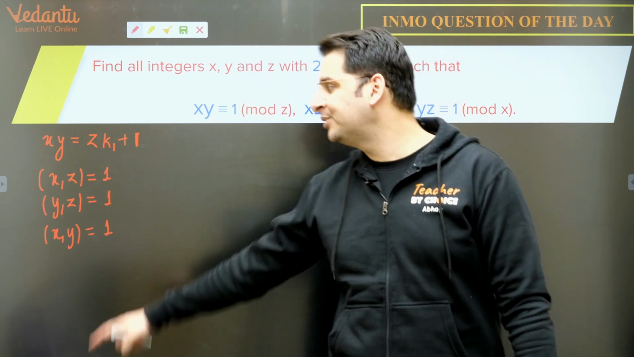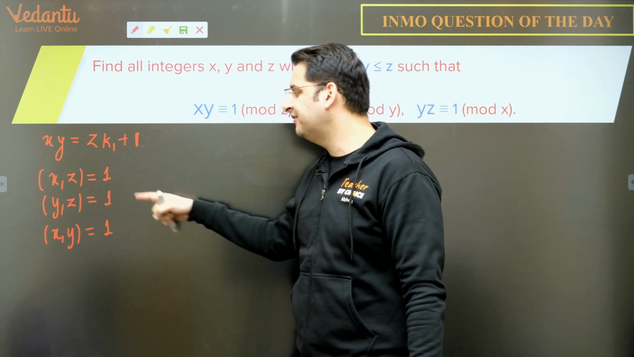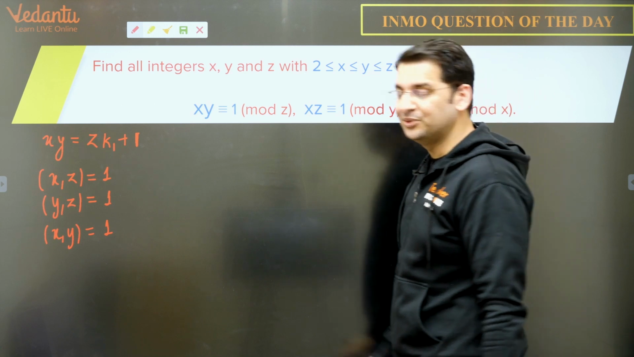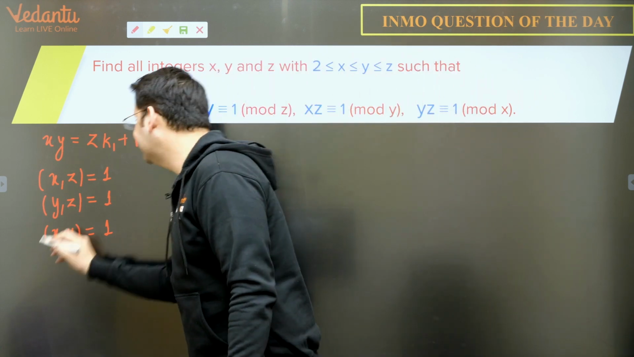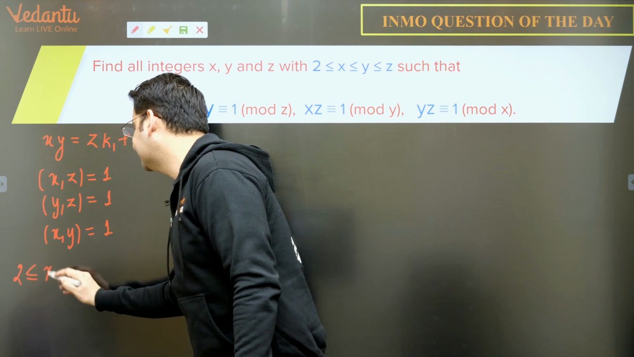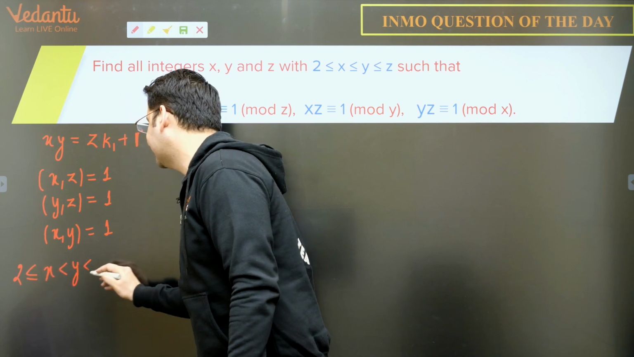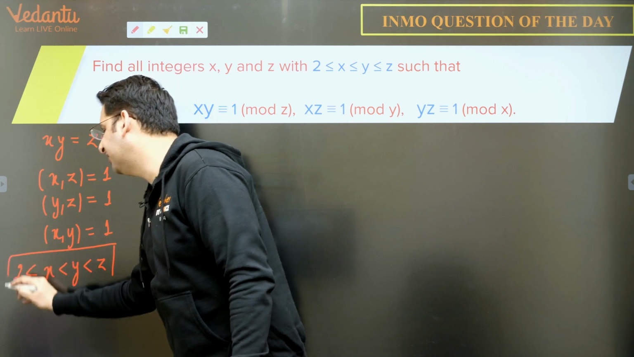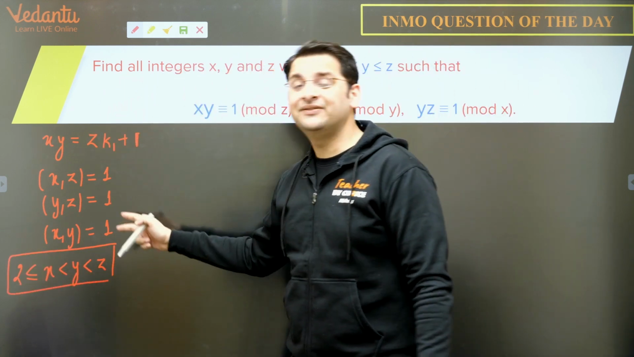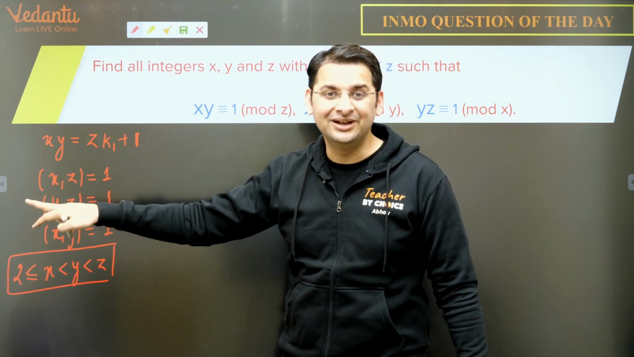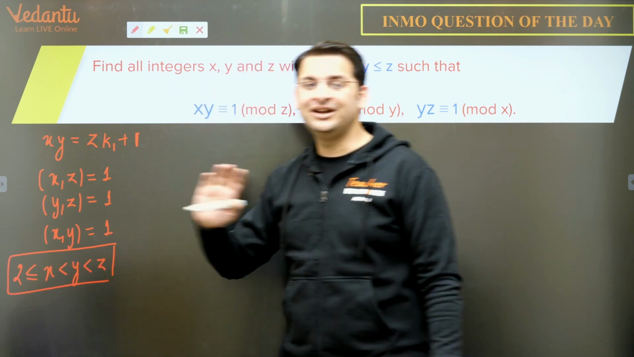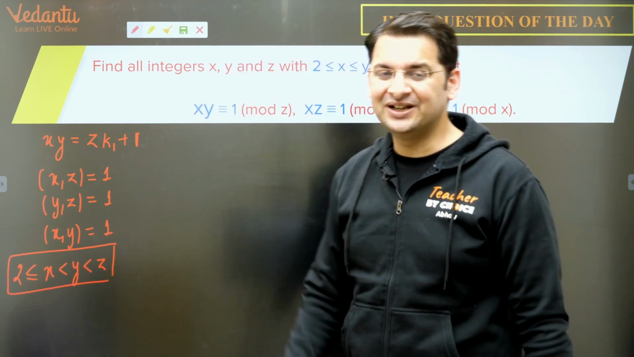So if the GCD of each pair is 1, and these are all numbers greater than or equal to 2, that means this changes to 2 ≤ x < y < z strictly. They cannot be equal, because if they were equal, the GCD would not be 1, the GCD would be that number itself. So from here the equality goes away. So this is the first hint.